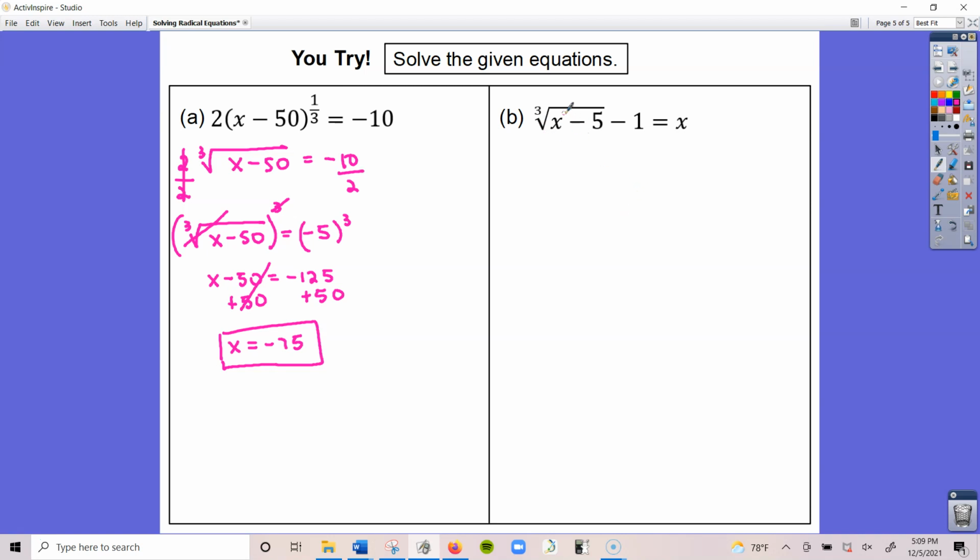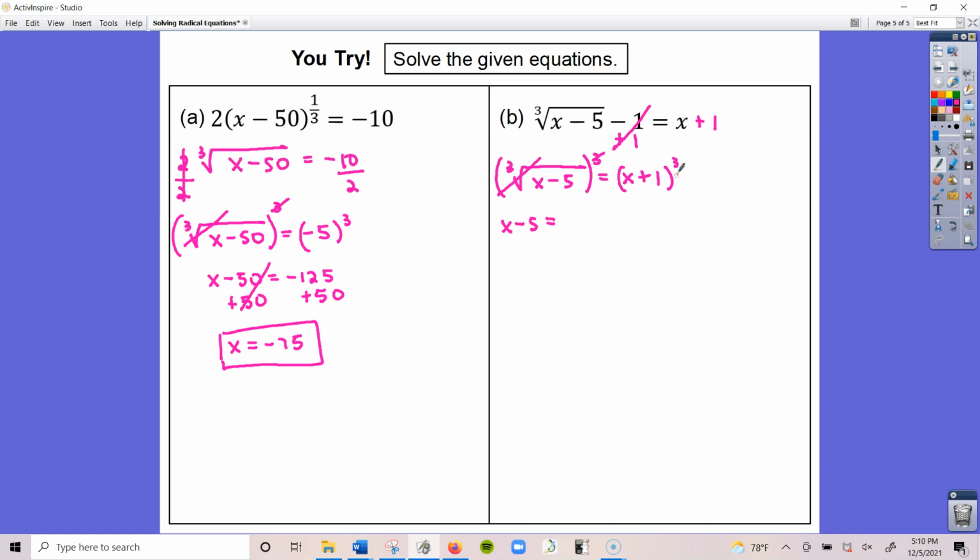For my last one, I have the cube root of x minus 5, minus 1, is equal to x. Again, I want to isolate this radical, so I'm going to add 1 to both sides. So I have the cube root of x minus 5 is equal to x plus 1. Next, I'm going to cube both sides. Remember that we're always cubing everything on each side of the equation once we've isolated that radical. So this radical cancels out with the exponent, and I'm left with x minus 5 equals x plus 1 cubed.